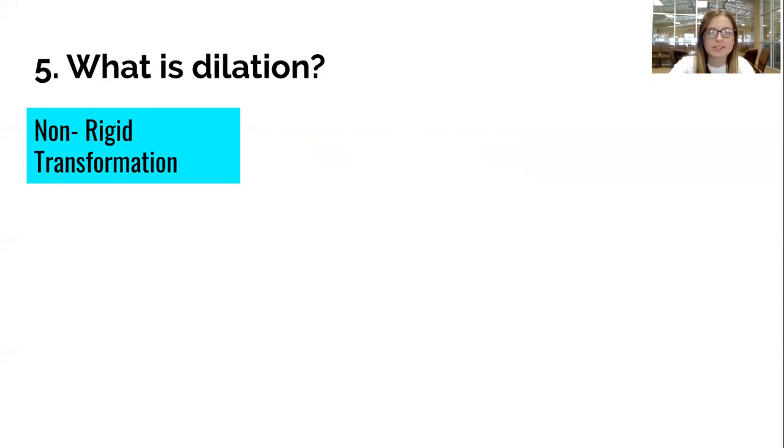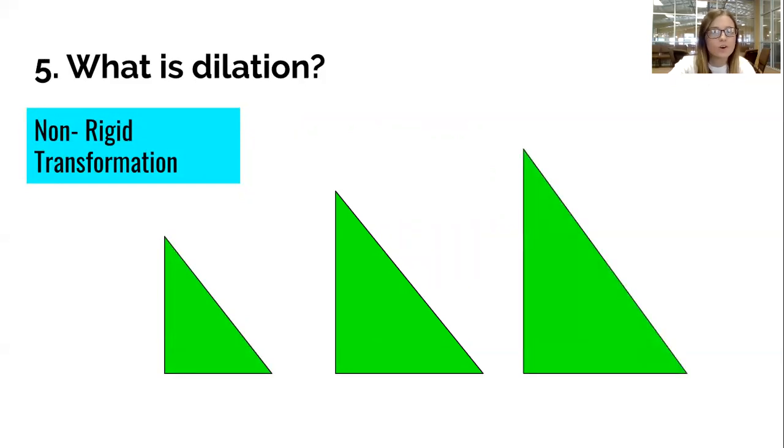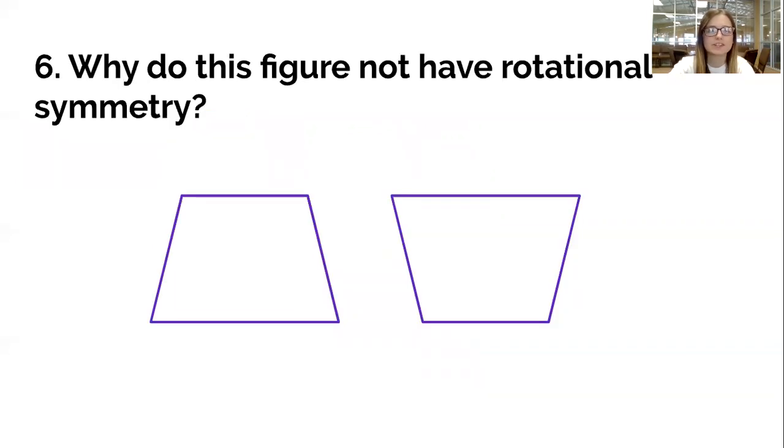So I will give you an example. So we have a triangle right here, and we can scale this triangle down or we can scale this triangle up. And that is all a dilation is. Let's go to question 6.